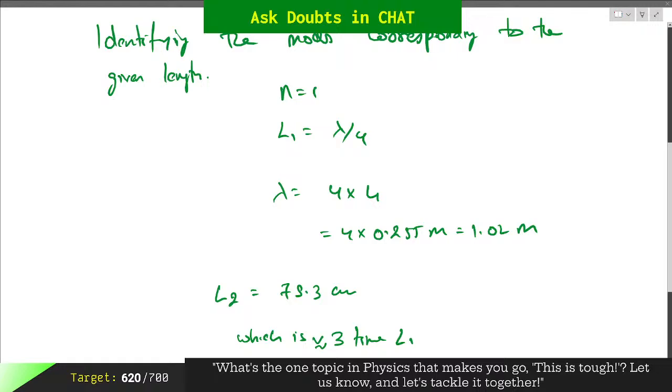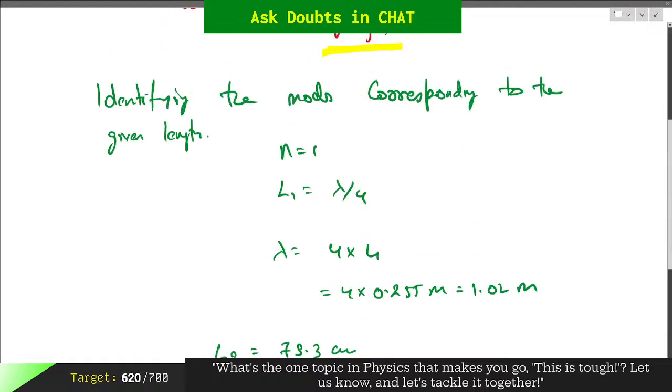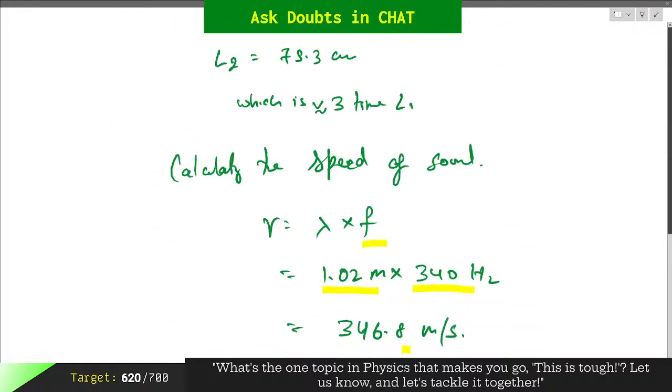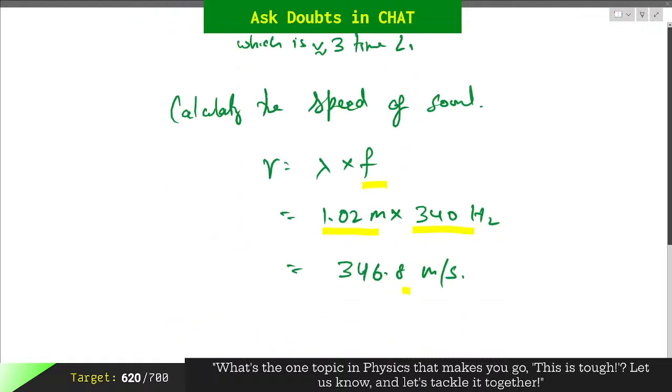And now L2, since we are given L2 is equal to 79.3 centimeter, which is similar to 3 times L1, which is similar to 3 times 25.5. So calculating the speed of sound, we will get the speed of sound as lambda times frequency. We know from calculation that lambda is equal to 1.02 meter. Now it will be equal to 346.8 meter per second. Let's move to the next question.